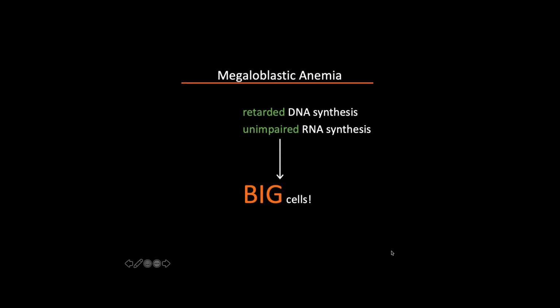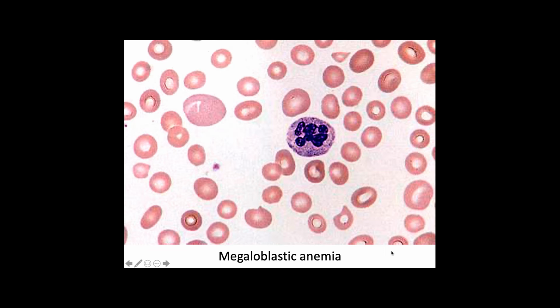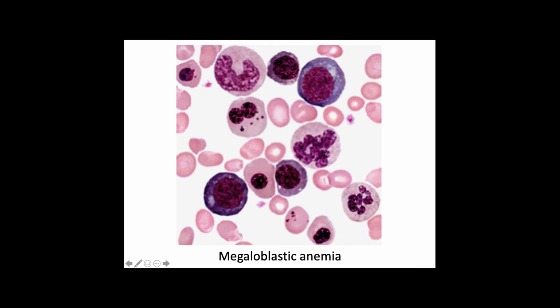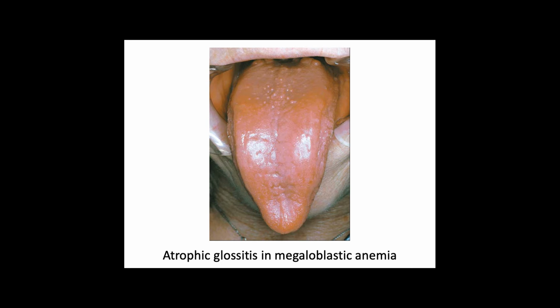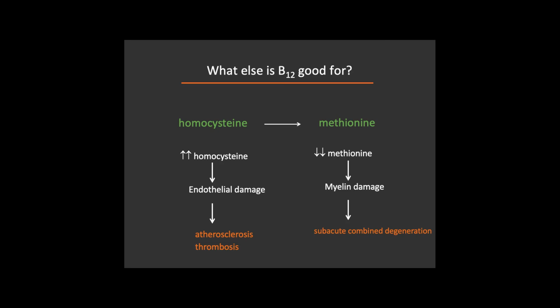So the slowed down DNA synthesis with the unimpaired RNA synthesis causes our red blood cells to become very large, but they're immature as far as the nucleus is concerned, with a mature cytoplasm. And so you can see the very large red blood cell here in this megaloblastic anemia. Also the hypersegmented neutrophils. And a swollen tongue, glossitis, is a big issue with megaloblastic anemia as well.